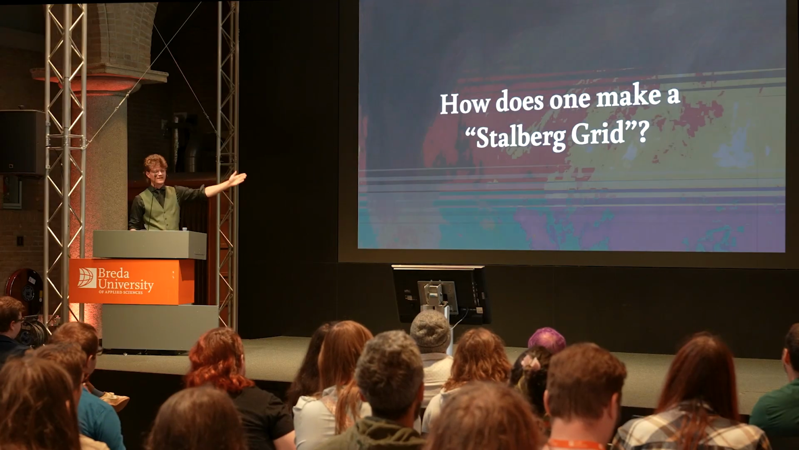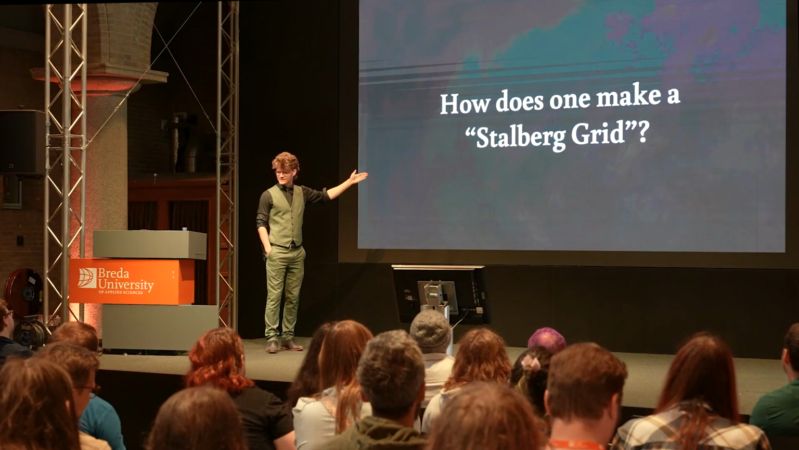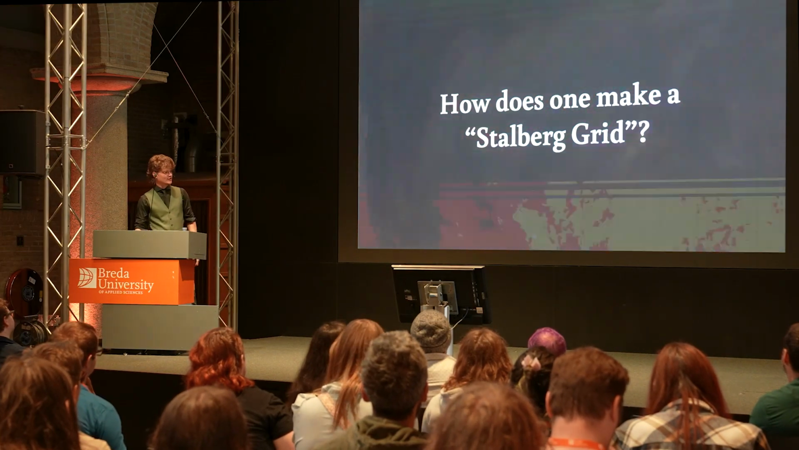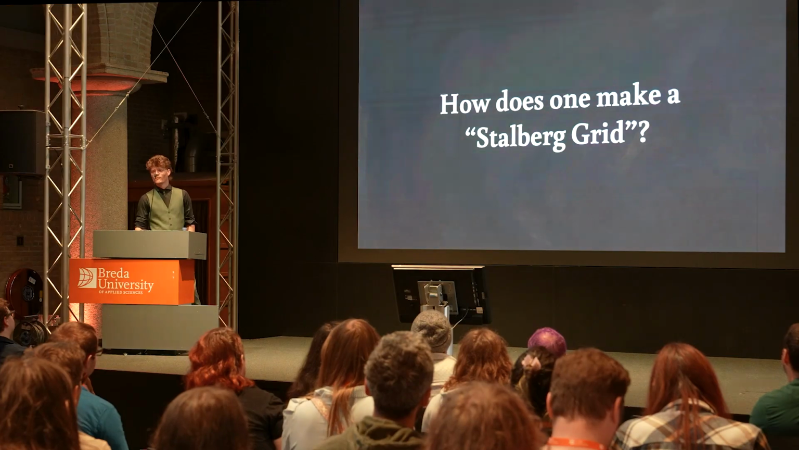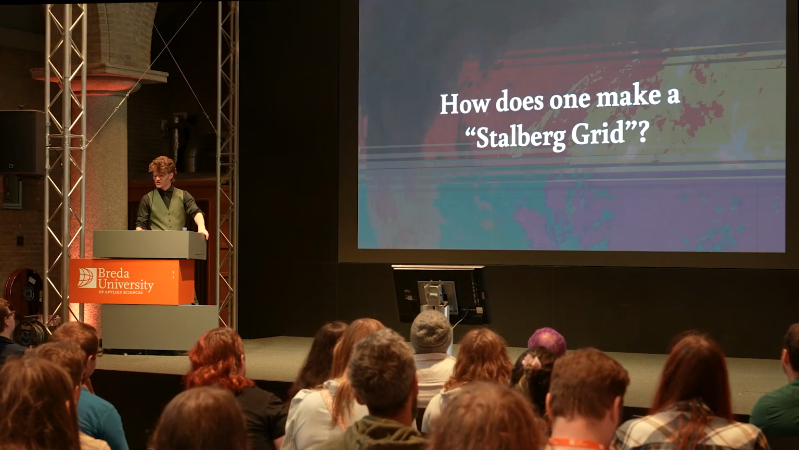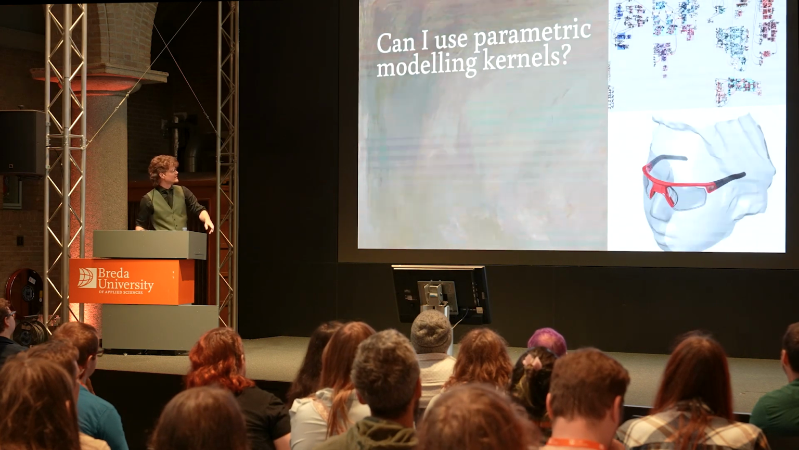So, and let's start calling this grid what it is, right? It's a Stallbergian grid. I think at this point we can not call this an irregular, unilateral, quadrilateral grid. It's quite a mouthful. So how to make a Stallbergian grid?